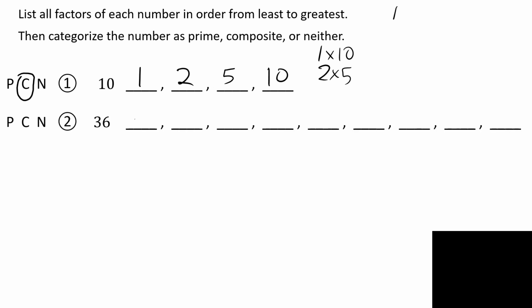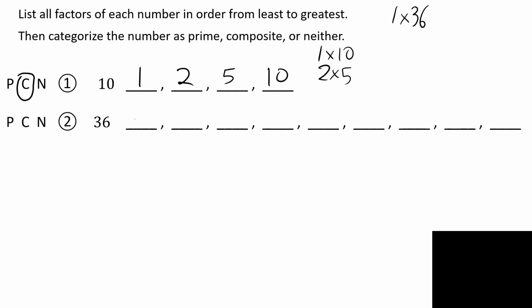And now I've got to circle P if I think it is prime. Whoa, we just had a wipe out there. Circle P if I think it's prime, C if I think it's composite, N if it's neither. And of course, I circled C because it's composite, right? There's more than two factors. So I circled C.